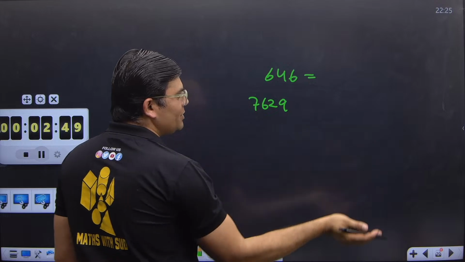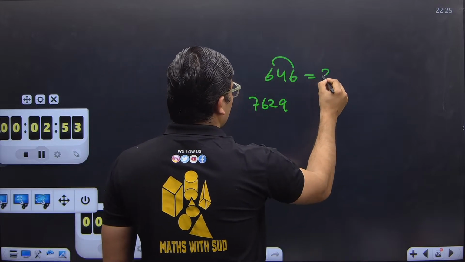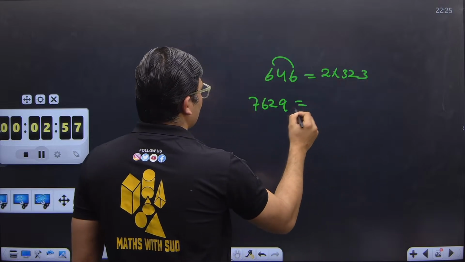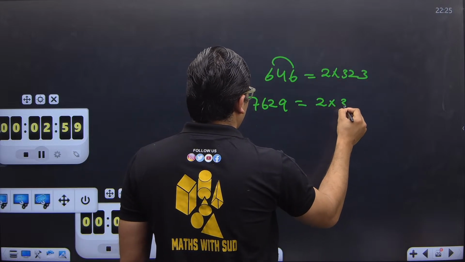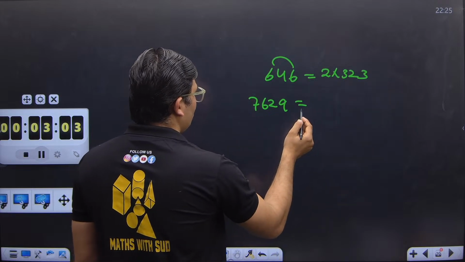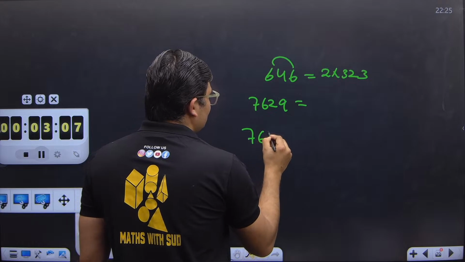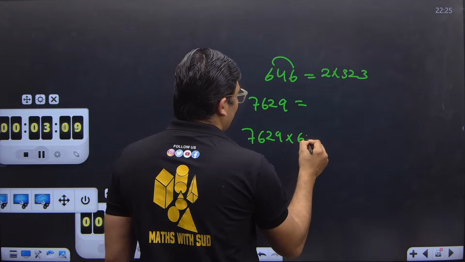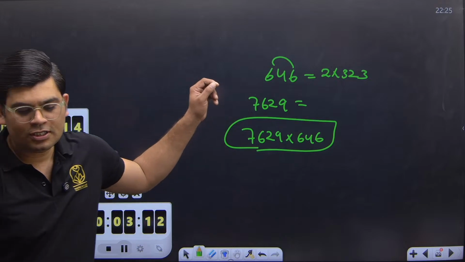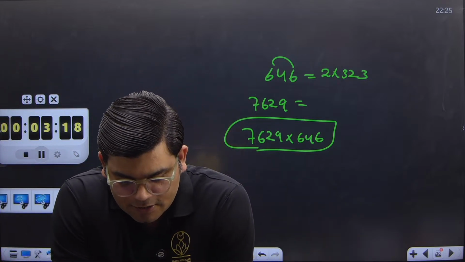चलो आप लॉन्ग डिवीजन मेथड से करो, मैं ऐसे करता हूँ. ठीक है. So 6 and 6. So we will write 2 into 3. 3 is a prime number. So 2 into 3, 8. No, it cannot be divided by 2. So the LCM is going to be 7629 into 646. This is going to be the LCM, because they are co-prime numbers, so the product of the co-prime numbers is their LCM.